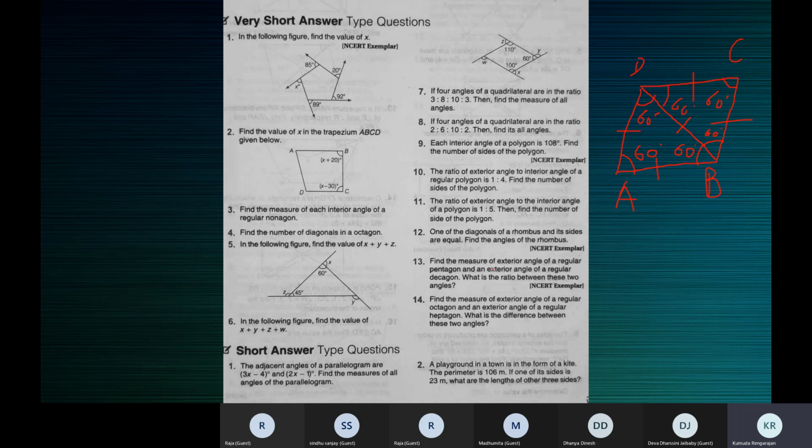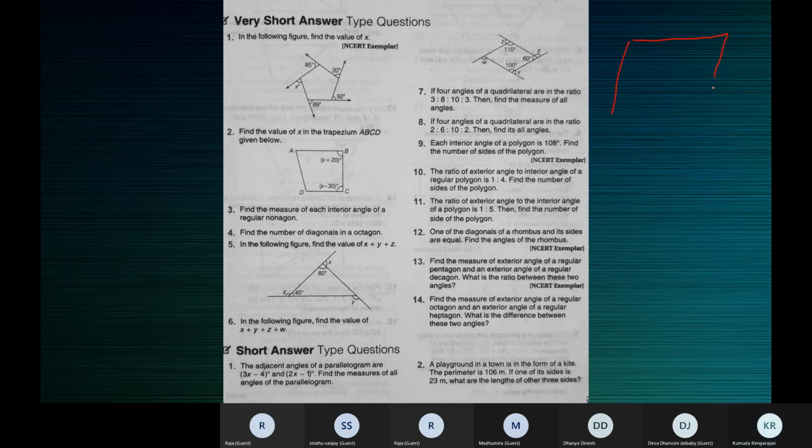I'll tell you the steps now. Please write down. So first, all of you must have this figure in your book. Draw a rhombus. Call it ABCD.